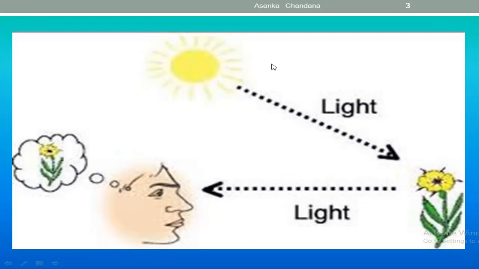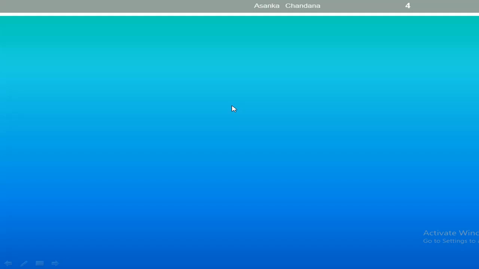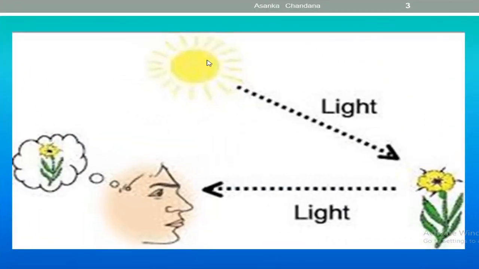Right, now look at this picture. This picture represents the eyes. We have learned this picture in the previous lesson, no? Light falls onto the flowers, reflects, and comes into the eyes, so the flowers can be seen. Here, light and eyes are important for seeing this flower.